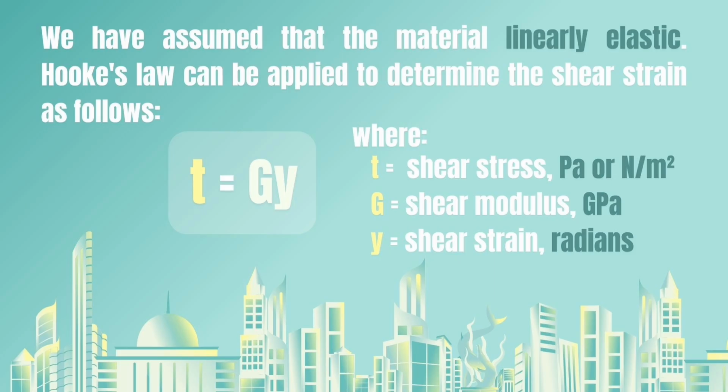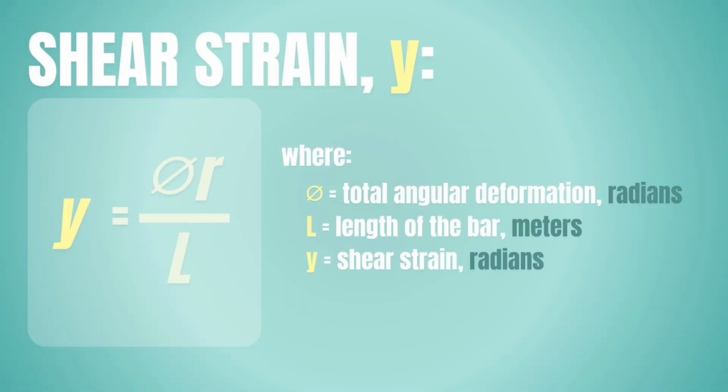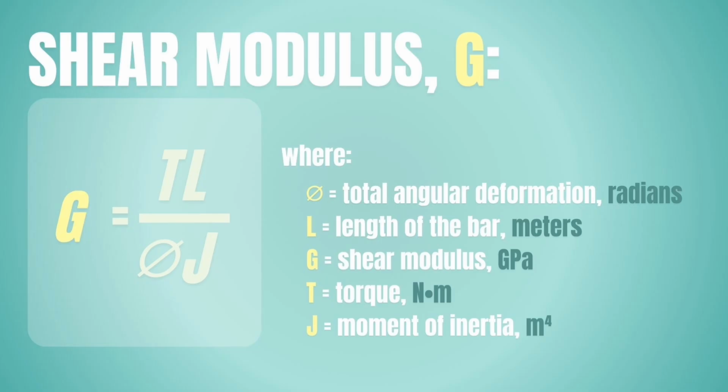We have assumed that the material is linearly elastic. Hooke's law can be applied to determine the shear strain as follows. Shear stress is equal to shear modulus times shear strain, where shear strain is measured in radians. We can get shear strain using the formula γ is equal to angle times radius of cylinder over length of the bar. For shear modulus, G is equal to torque times length over theta times polar moment of inertia.